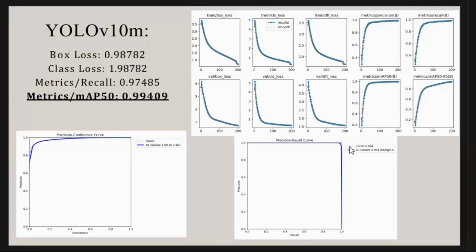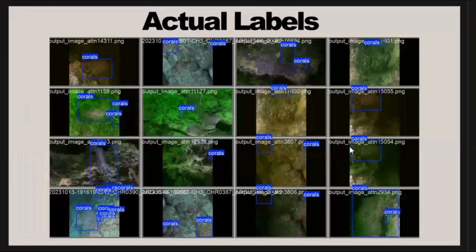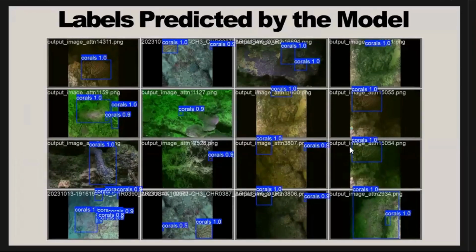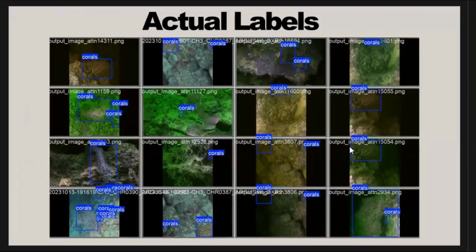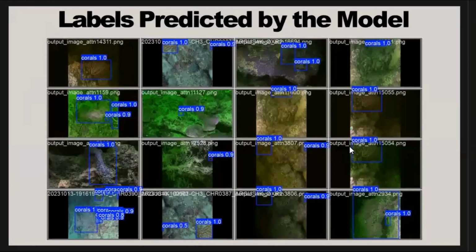Now I'll show you an example of the predicted bounding box images which the model produced. These are the actual labels, the true labels. And the next image will show the predicted labels from the model. As you can see, they are nearly the same and there is no noticeable difference between them.